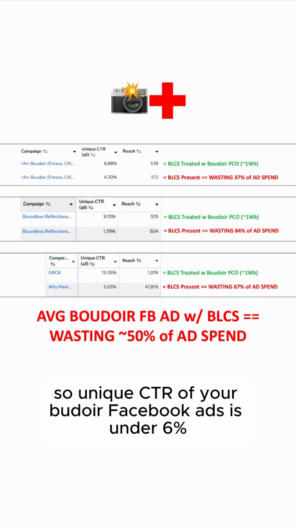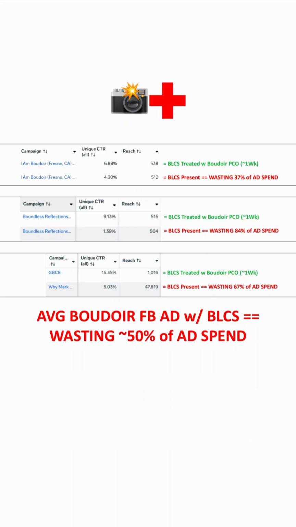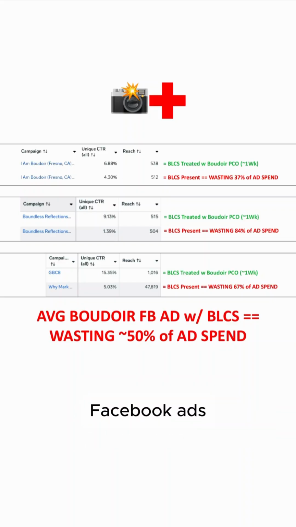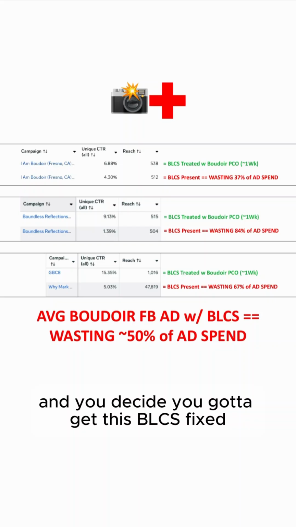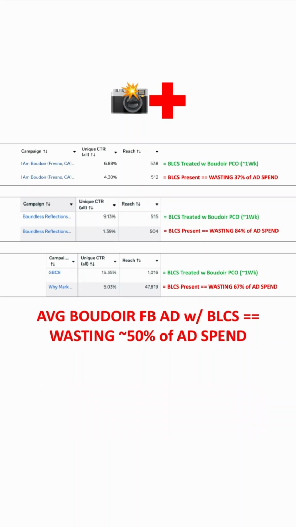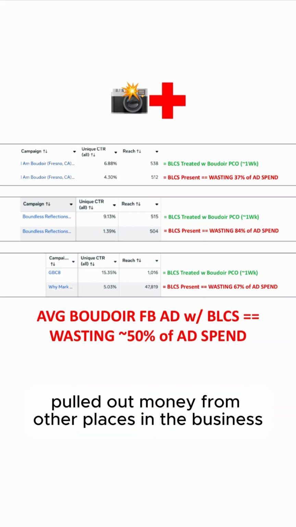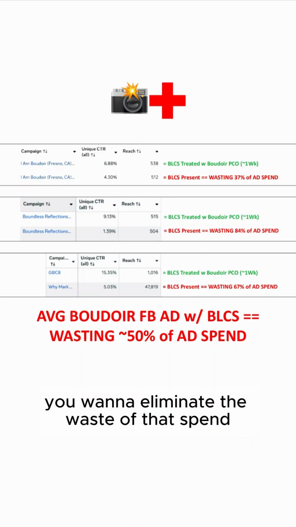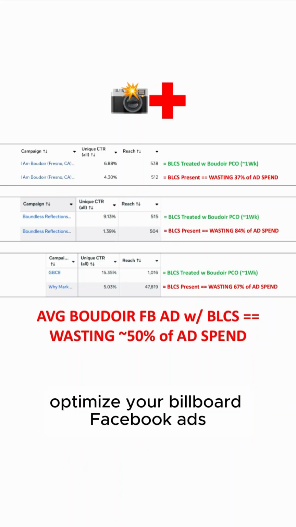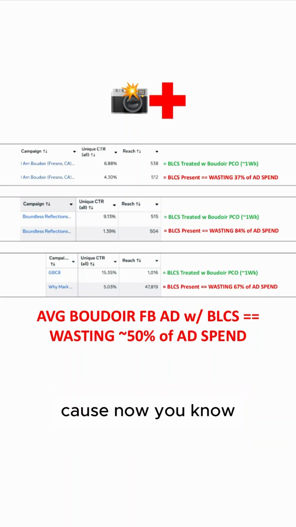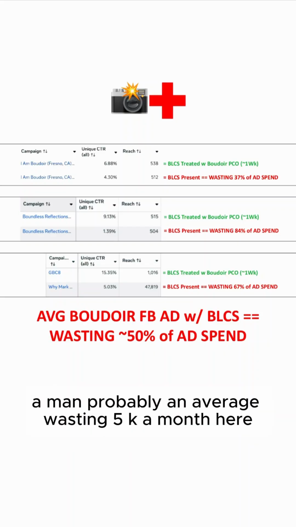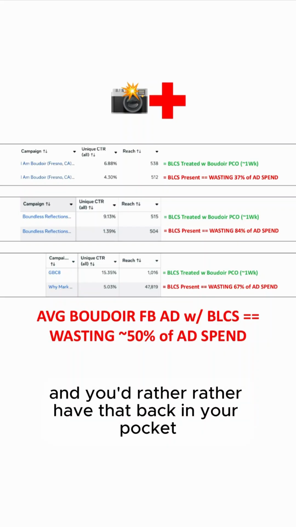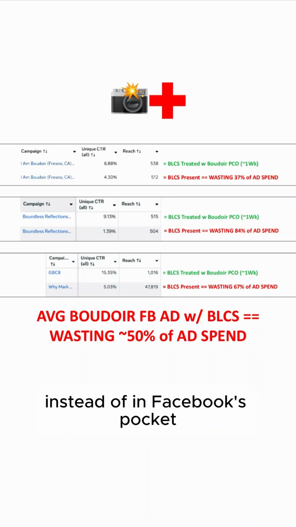So if you're a BLCA, a Boudoir low click advertiser with BLCS, so unique CTRL of your Boudoir Facebook ads is under 6%, and you're spending more than 10 grand a month on Boudoir Facebook ads, and you decide you gotta get this BLCS fixed because you've pulled out money from other places in the business that you've been able to optimize, but now you need to pull it out from your Facebook ads. You want to eliminate the wasted ad spend, optimize your Boudoir Facebook ads, because now you know, oh man, probably on average wasting 5K a month here, 60 grand over the next year, and you'd rather have that back in your pocket instead of in Facebook's pocket.